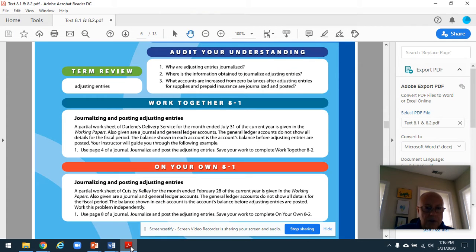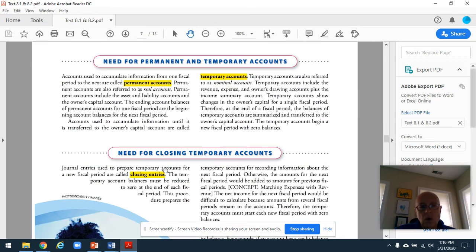Let's bring up the textbook here. So jumping right in. Permanent accounts and temporary accounts. So you guys need to know these. These are terms. So permanent accounts are also known as real accounts. And these are accounts that carry the balance over from month to month. For our purposes, that's what it means. The ending balances serve as the beginning balances for the next fiscal period.